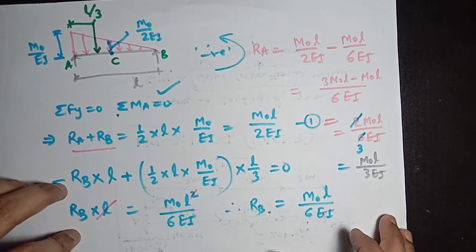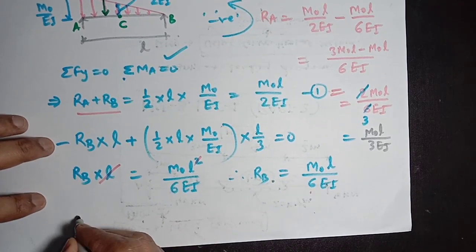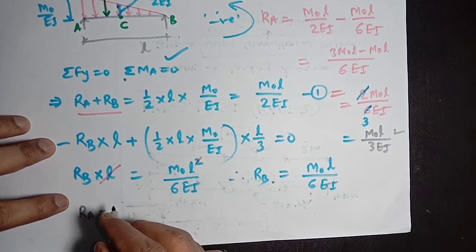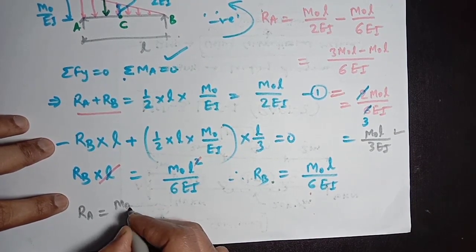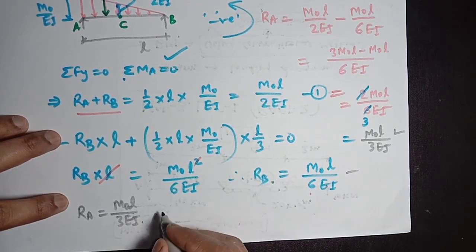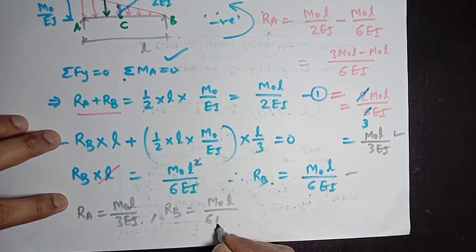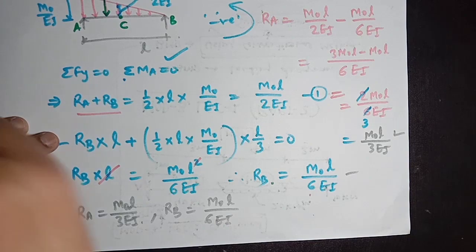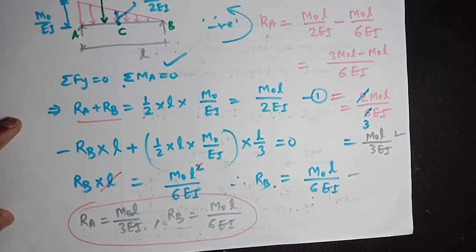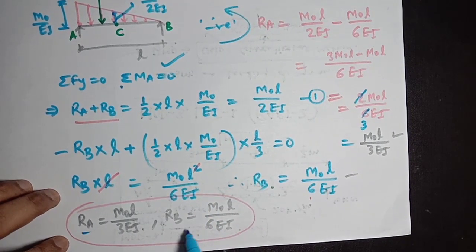So the two reactive forces Ra and Rb have been calculated, and we can summarize here. Ra equals M0 L divided by 3 EI, and Rb equals M0 L divided by 6 EI. These are the reactive forces for this conjugate beam. Here I am done with the reactive forces Ra and Rb.